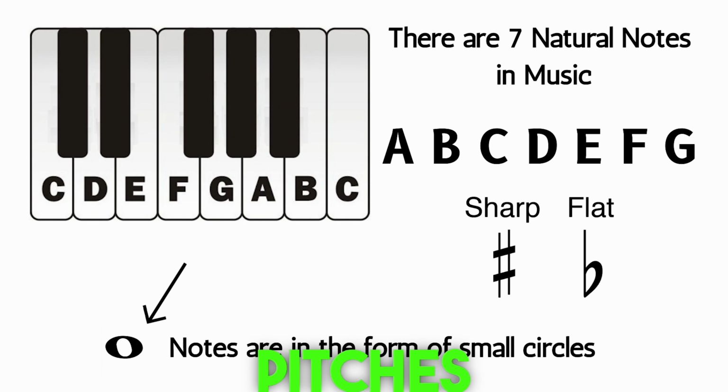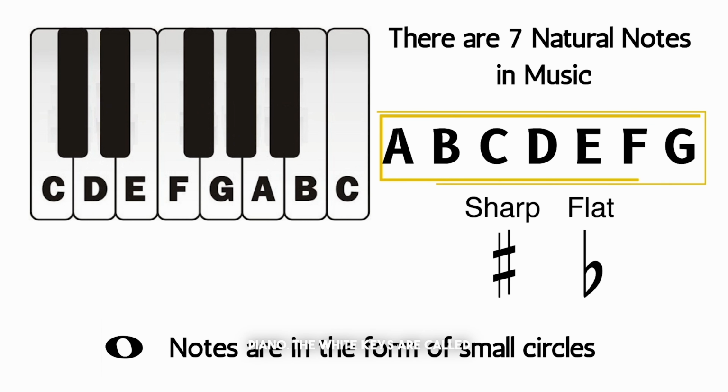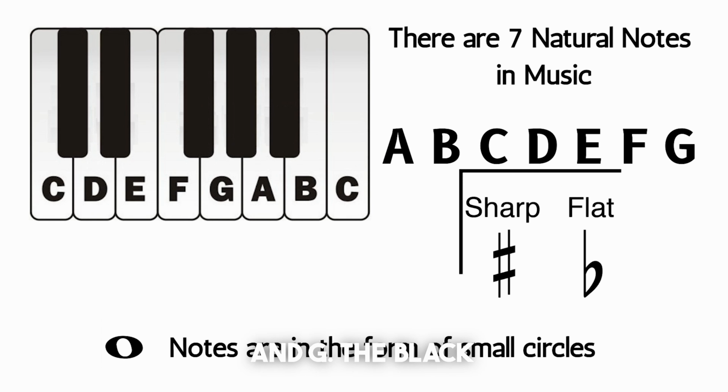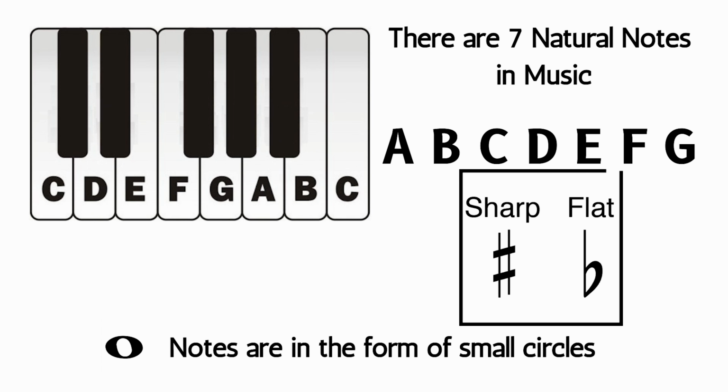Notes. The pitches are in the form of small rounded shaped circles and they are called notes. There are white keys and black keys on a piano. The white keys are called natural notes. There are 7 natural notes: A, B, C, D, E, F and G. The black keys are either called sharps or flats depending on the white keys around them.